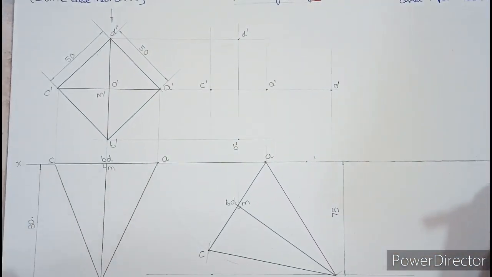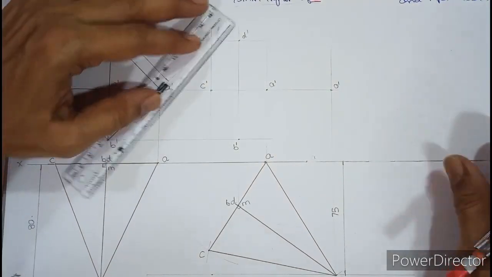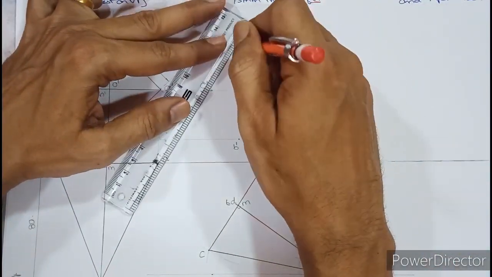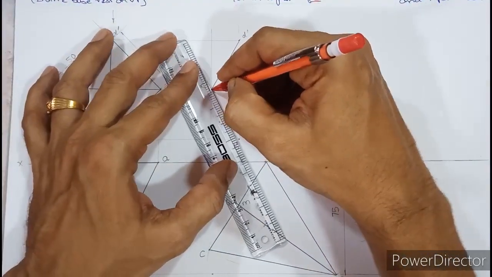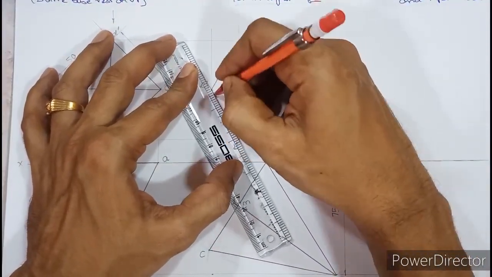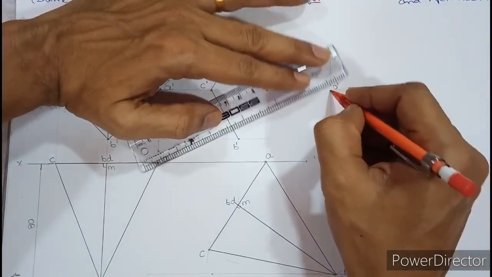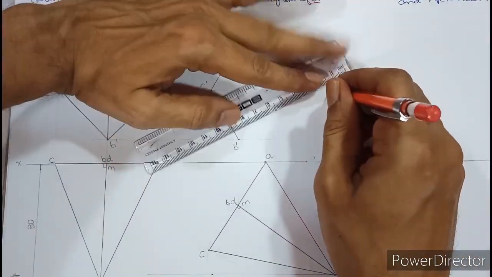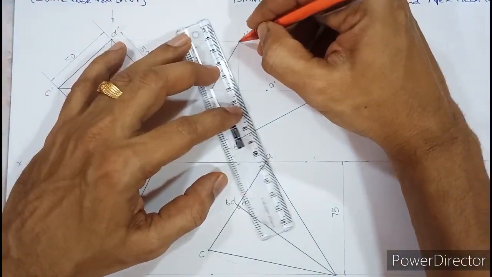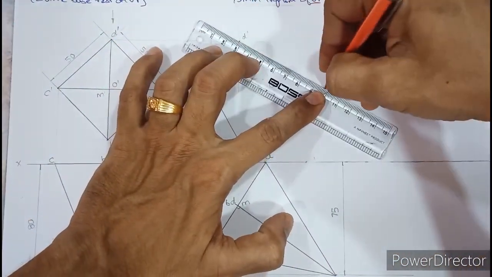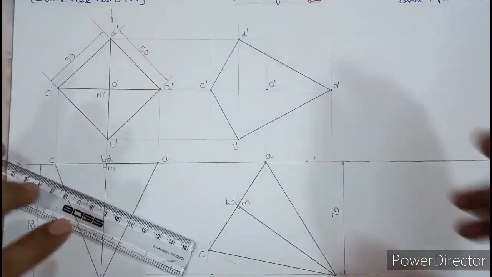Now step number 1, the shadow of any object is always dark and never hidden. So we need to darken the outermost points. So say I have joined the outermost points with a dark line.